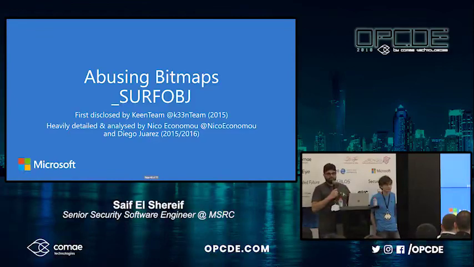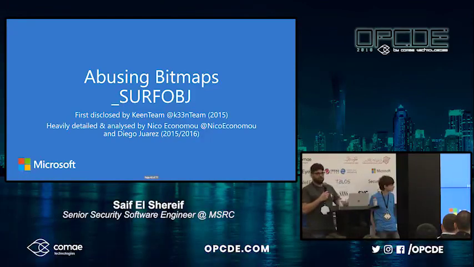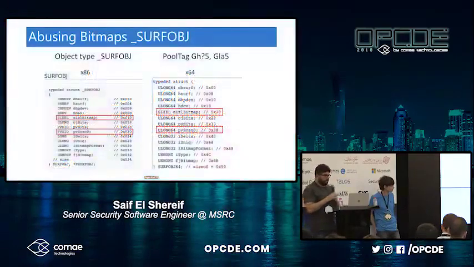So bitmaps are images, for those of you who don't know. And this is actually allocated in kernel memory. You can do it programmatically. And the bitmap is a very interesting object and was heavily abused in several exploits that we've seen in the wild. And that's why it was chosen as the second most popular choice for object abuse in the kernel.